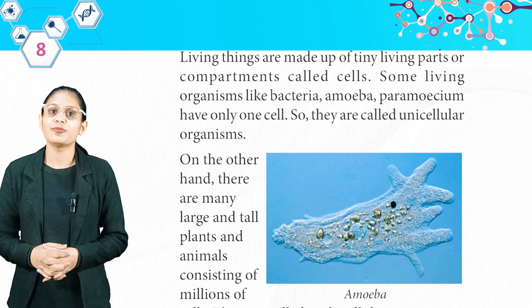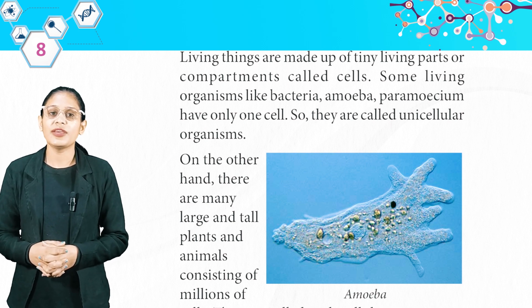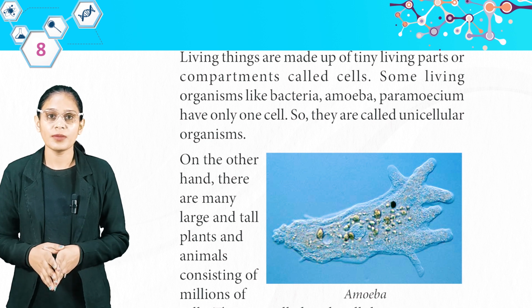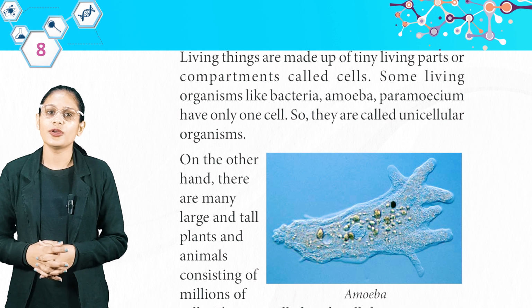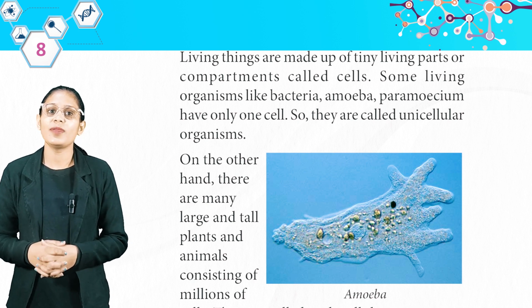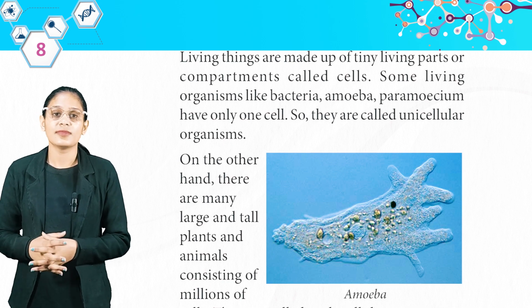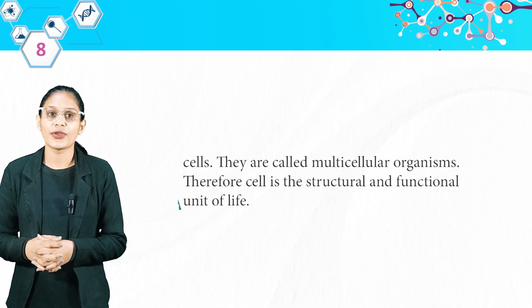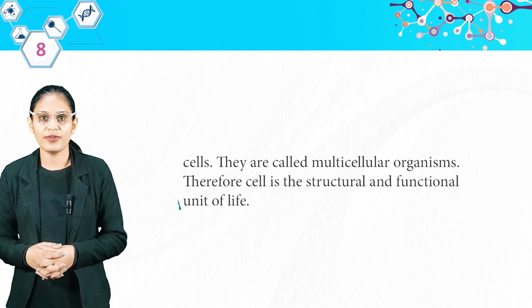Living things are made up of tiny living parts or compartments called cells. Some living organisms like bacteria, amoeba, paramecium have only one cell, so they are called unicellular organisms. On the other hand, there are many large and tall plants and animals consisting of millions of cells. They are called multicellular organisms. Therefore, the cell is a structural and functional unit of life.